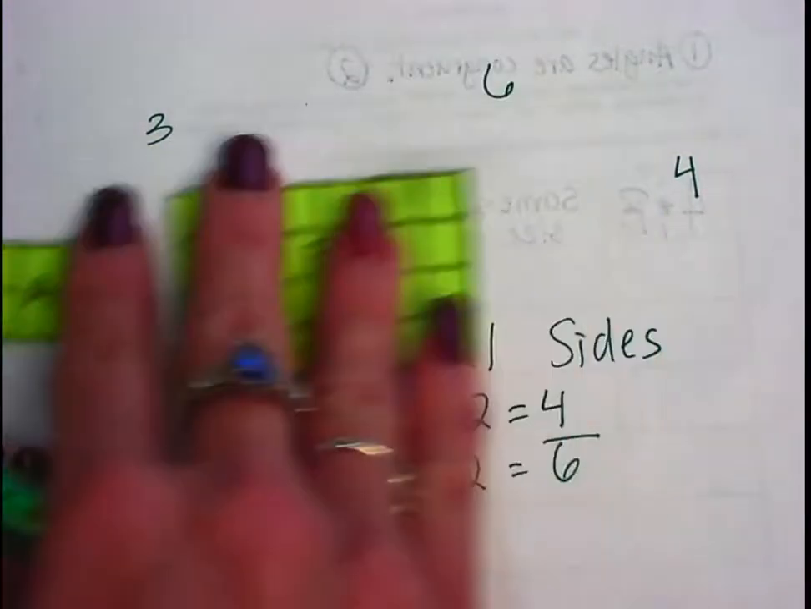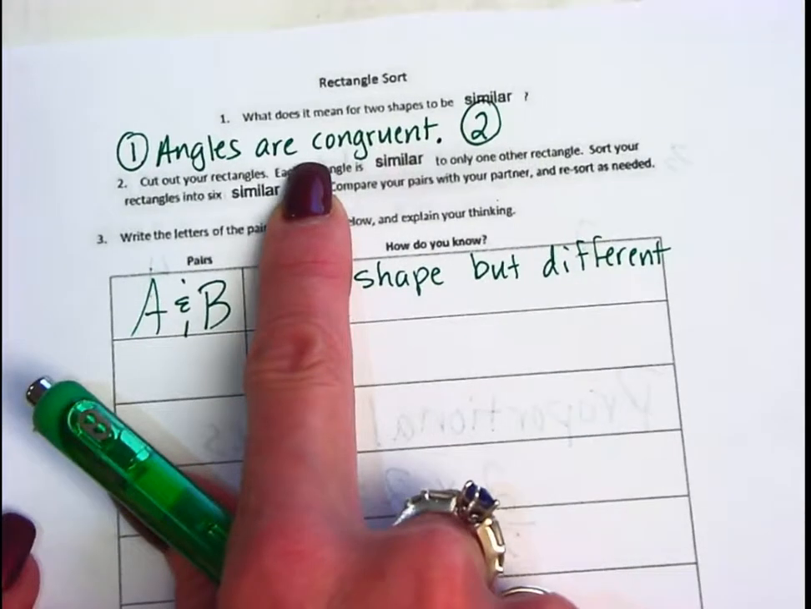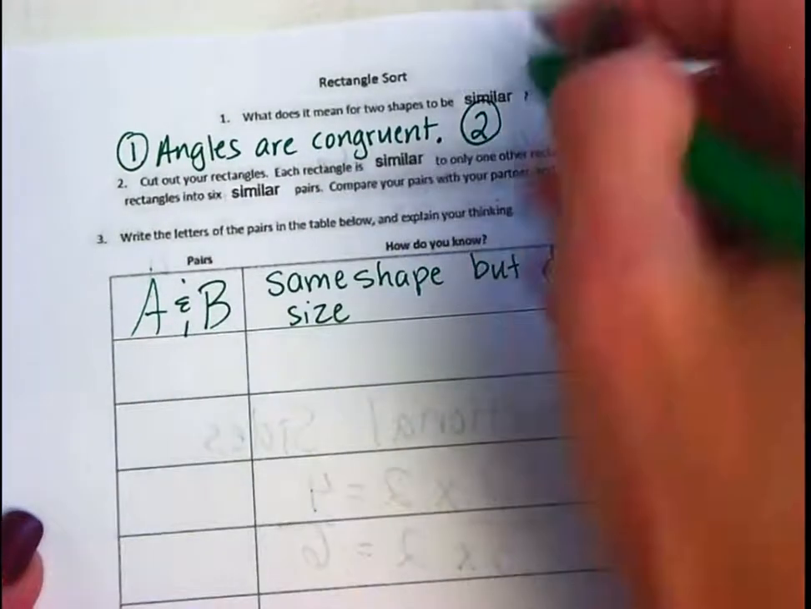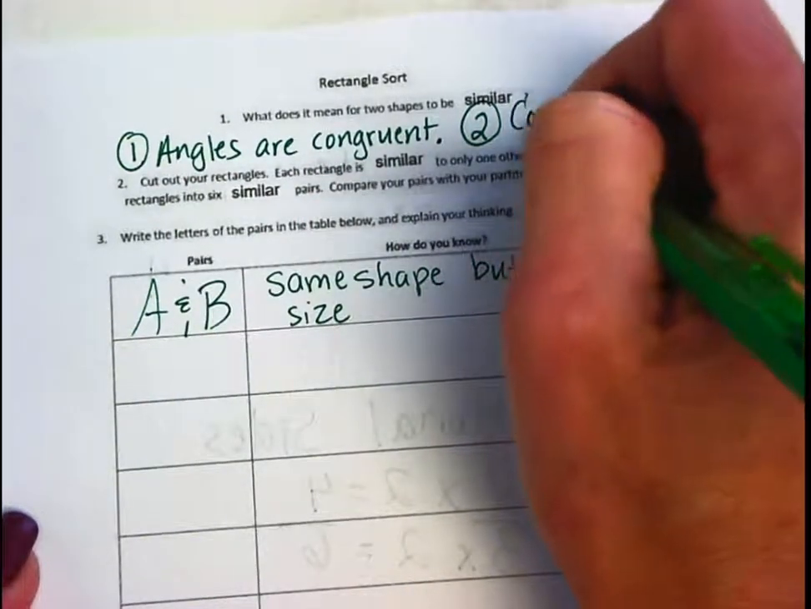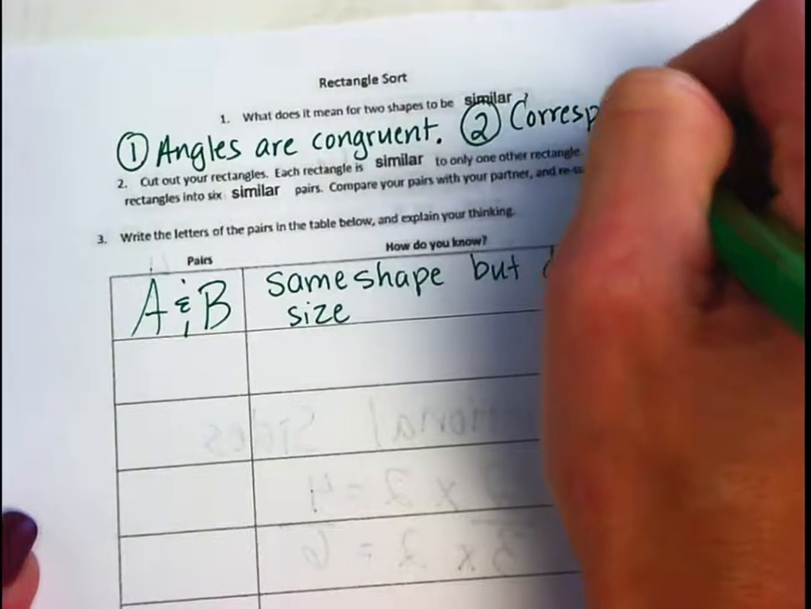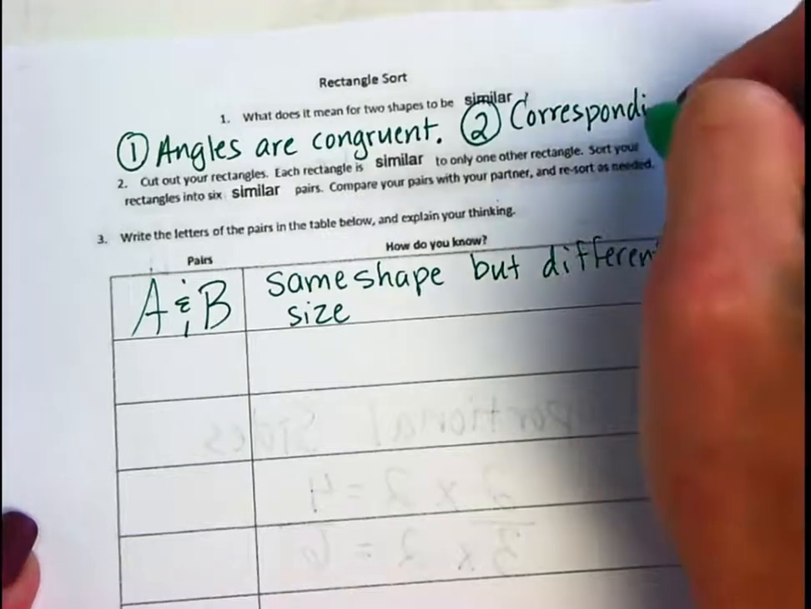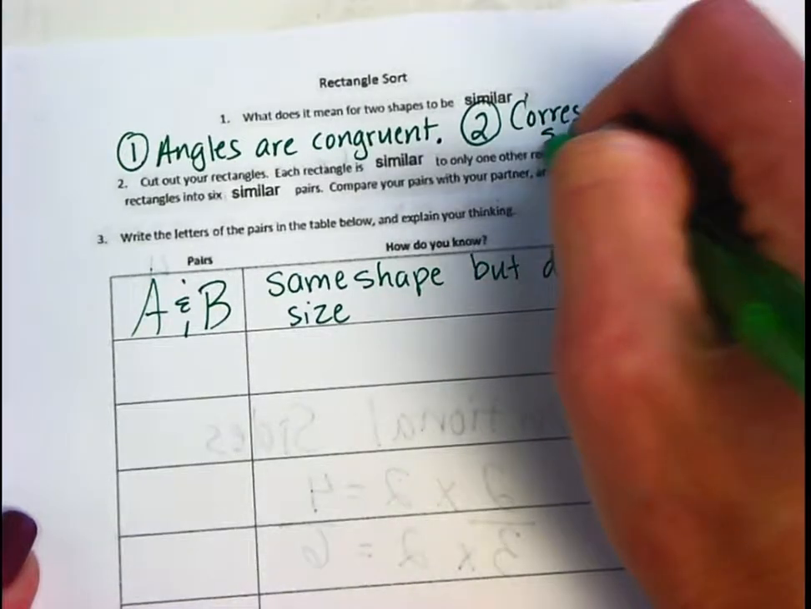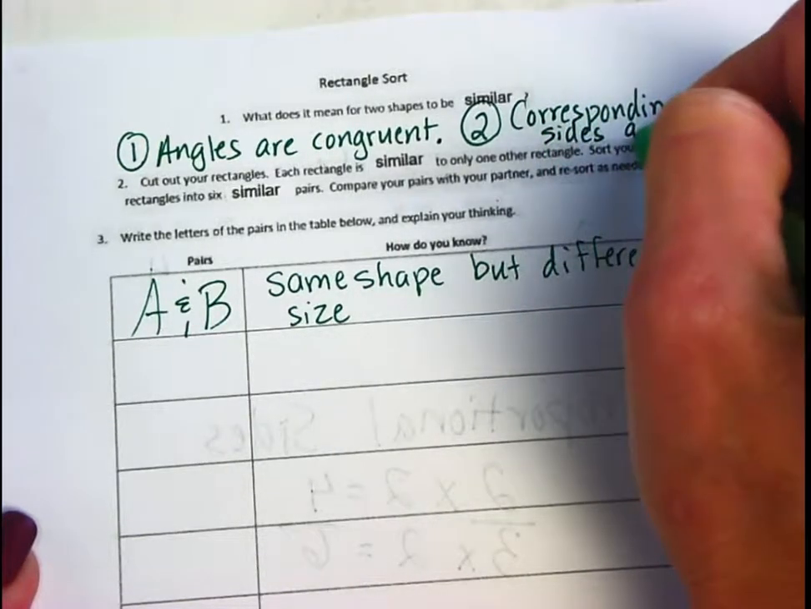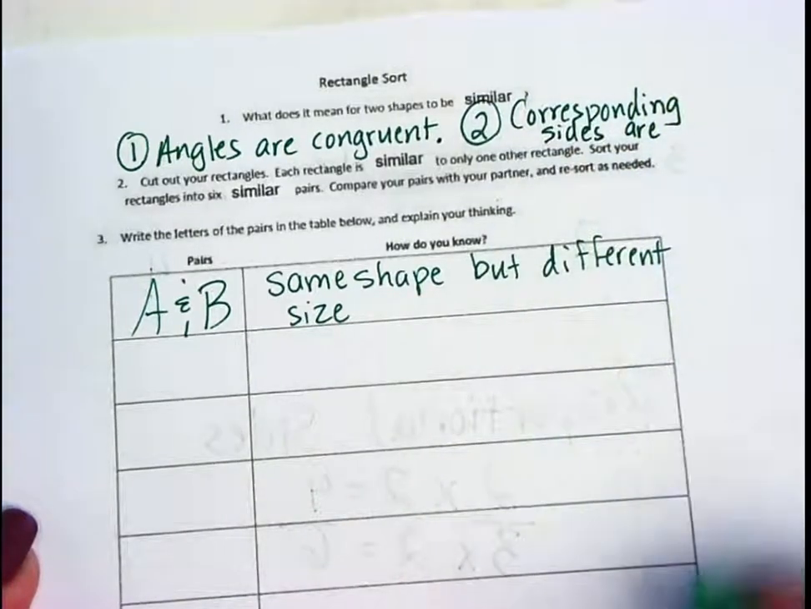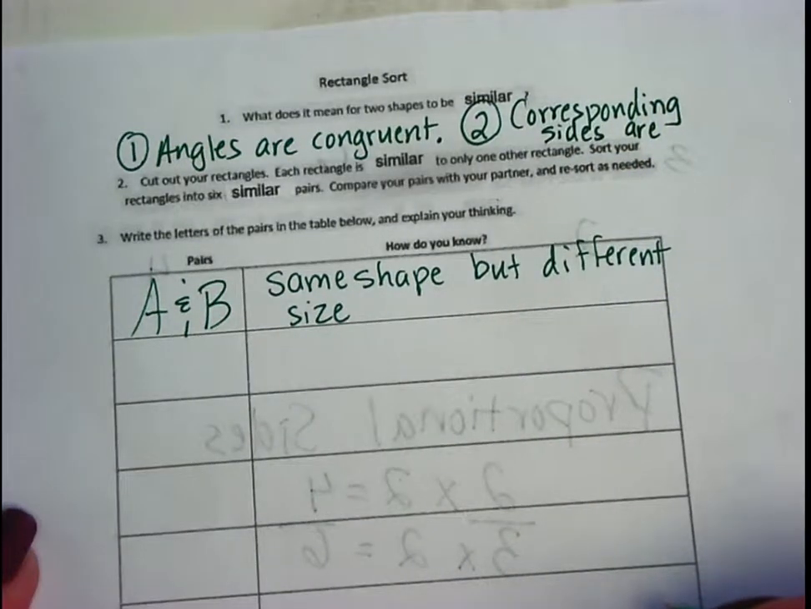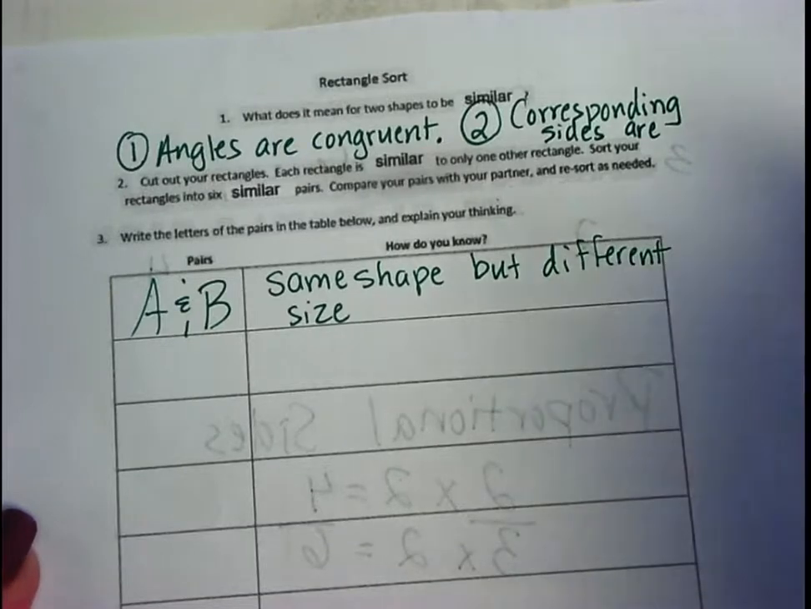All right, so what we're going to go back and do is look at it on the other side. And for them to be similar, angles are congruent and corresponding sides. So the long side with the long side, the short side with the short side, corresponding sides are congruent. Do they have to be the same? No, they're what? Proportional.